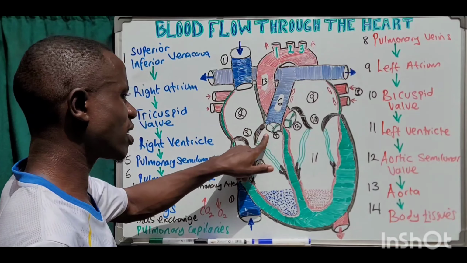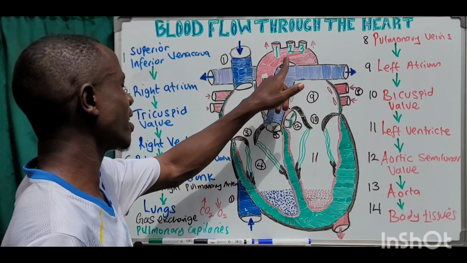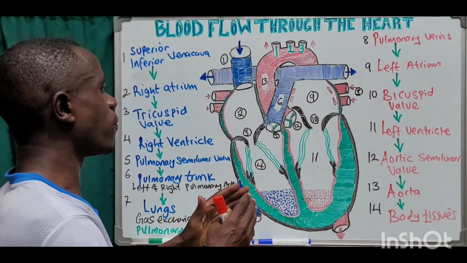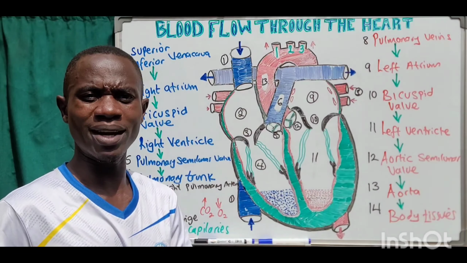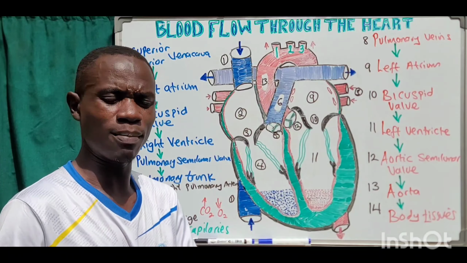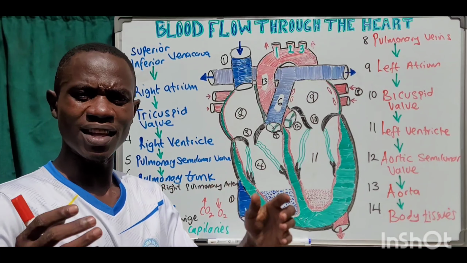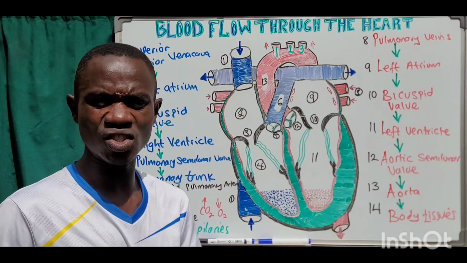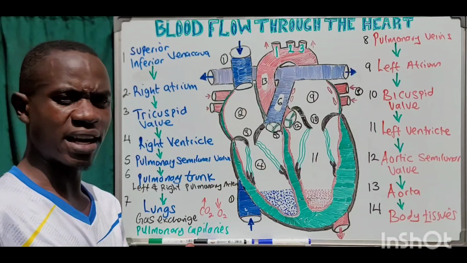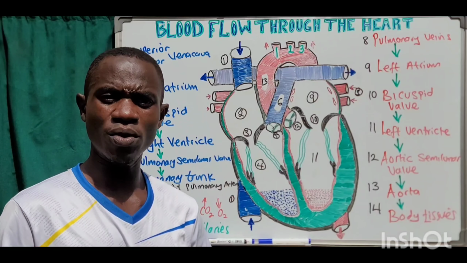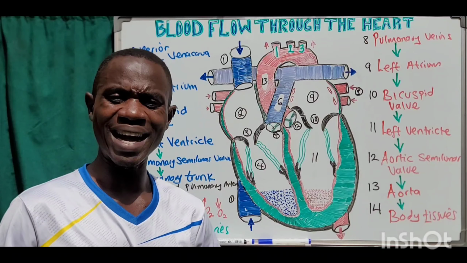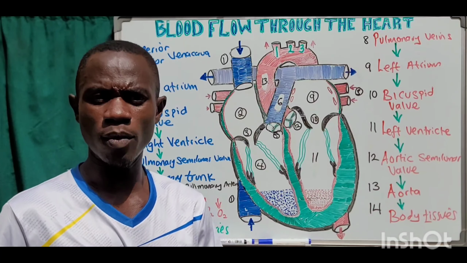When this pulmonary semilunar valve opens, the blood will enter into what we call the pulmonary trunk, of which the pulmonary trunk will divide into what we call the right and then the left pulmonary arteries. These arteries are taking the blood to the lungs. In the lungs, you're going to be having gas exchange on what we call the pulmonary capillaries. The pulmonary capillaries are providing what we call exchange surface for the entry of oxygen and then exit of carbon dioxide.